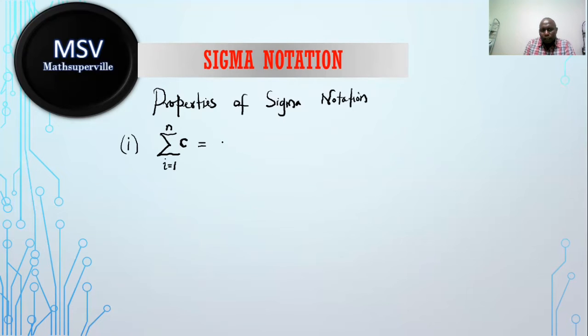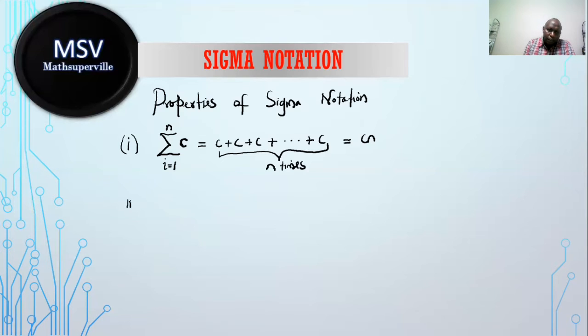So this gives us c plus c plus c plus, and you're doing this n times. And this should generate the result to be Cn. So if you're summing a number, let's say 1,000 times, then you just multiply that number by 1,000.